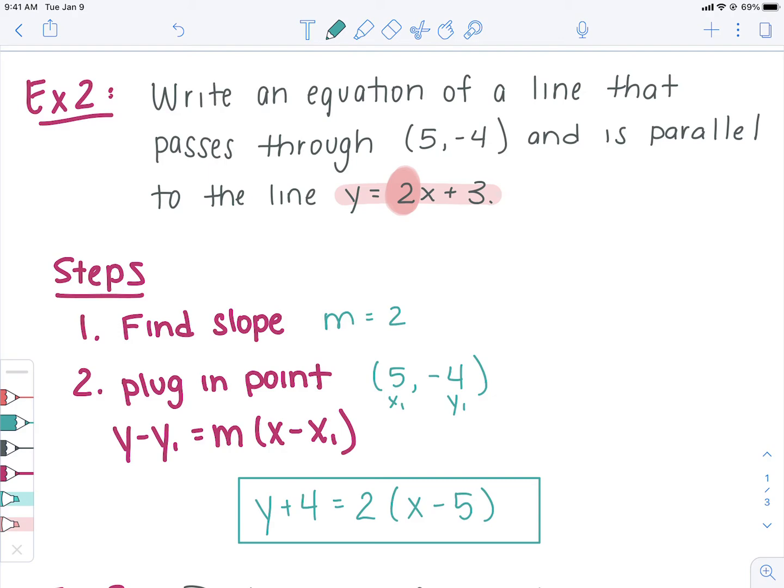So it's the same thing we were doing 2 classes ago. Only difference is they're not just saying find a slope, plug in a point. They're giving us a line and asking it to be parallel. So we have to remember that parallel lines have the same slope and then plug in.